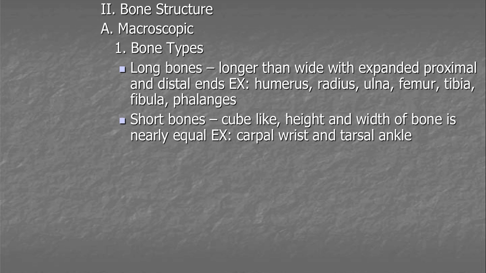You have short bones. They're going to be cube or square-like. Cube and square-like is a relative term. It's not going to be a perfect cube or anything like that, but the height and width of the bone is nearly equal. You're mostly going to find these in the carpals of the wrists and the tarsals of your ankle.